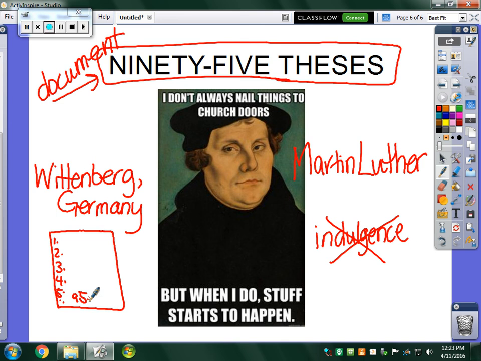so that everyone could see it. And although the priest at that church took it down, Martin Luther also sent his ideas to the Pope, and they were picked up by someone and copied over and over and over again using the printing press. So Martin Luther started the Protestant Reformation with the help of the printing press that helped to spread his ideas, which were written in the 95 Theses.